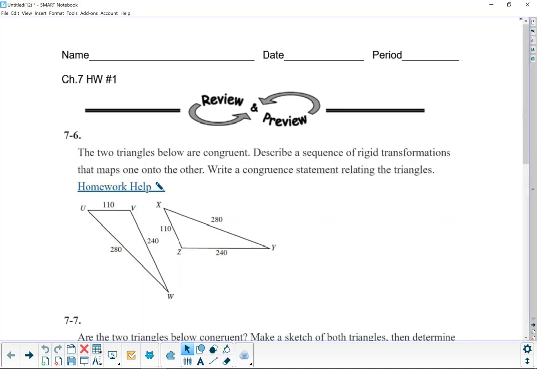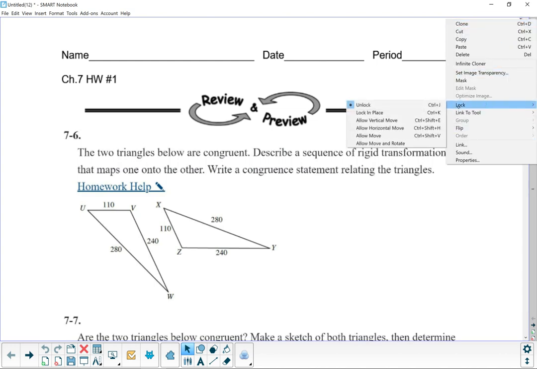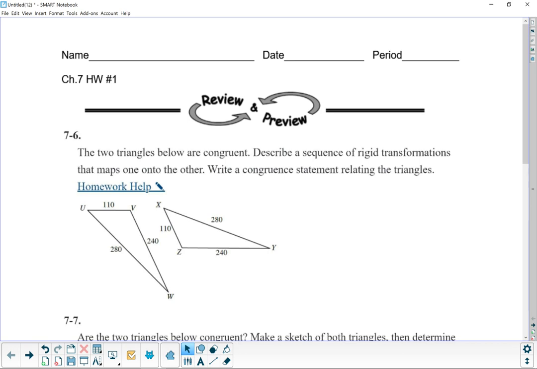This is chapter 7, homework number 1. Number 6. The two triangles below are congruent. They don't look like it, but we're going to have to take their word for it. Describe a sequence of transformations that maps one onto the other. Write a congruence statement relating the triangles.